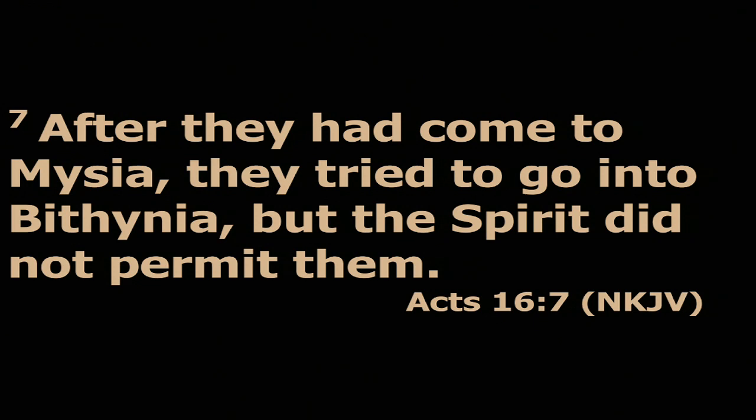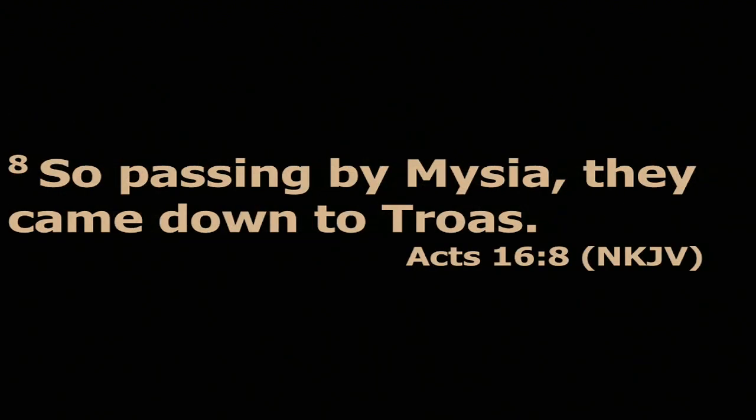So what are they going to do? Verse 7. After they had come to Mysia, they tried to go to Bithynia, but the Spirit did not permit them. So Mysia is over here, west of Phrygia. Bithynia, you can look on your map, is more northeast. So it seems as though they start to go one way, the Holy Spirit forbids them, and so they kind of turn and think, okay, we'll go a different direction. The Holy Spirit isn't going to let them go there either.